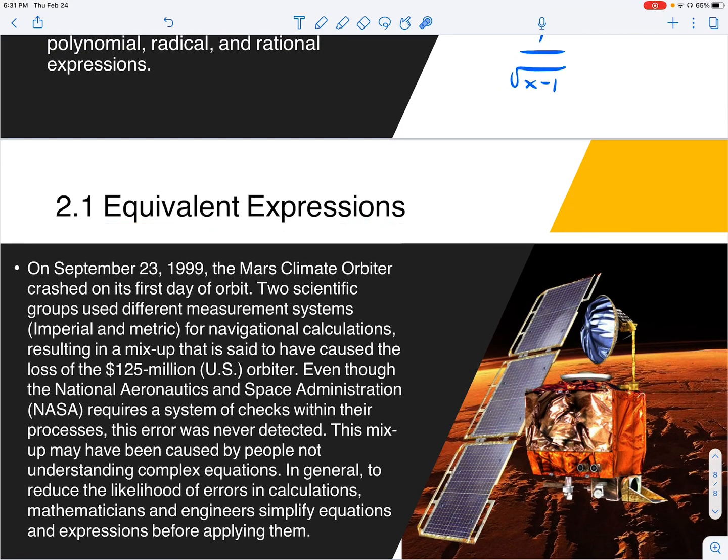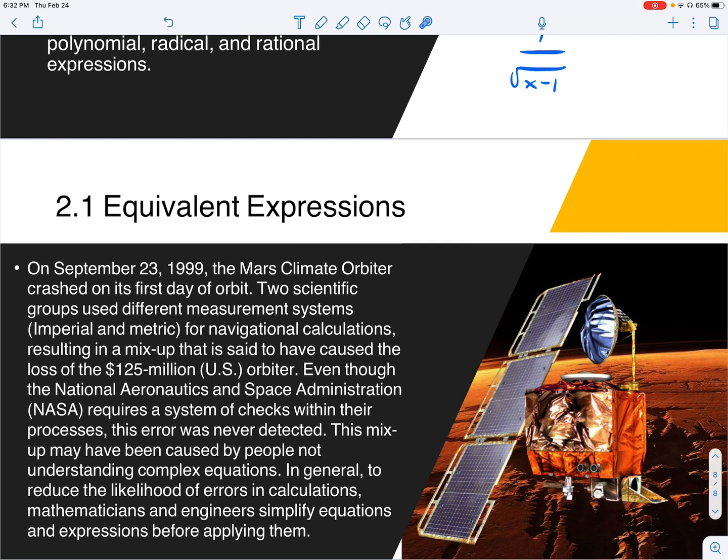Okay, so here's kind of a good example of equivalence. So this is just a picture of the Mars Climate Orbiter. And this is a little bit before your time. Sadly, it crashed on its first day of orbit, September 23rd, 1999. This probe was sent out by NASA in order to pick up, I believe it had to do with information regarding like climate and weather.